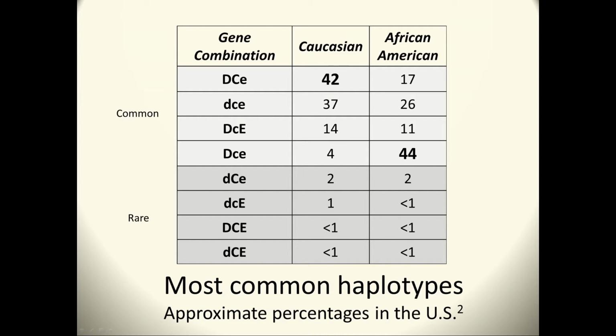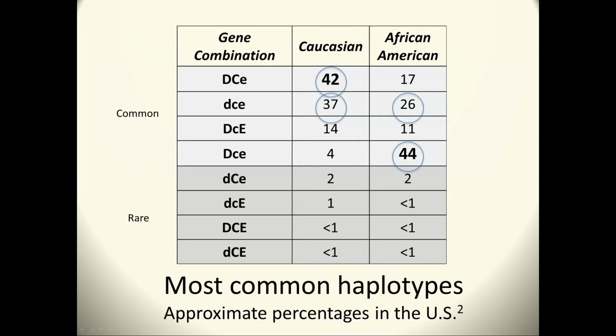This table illustrates the most common haplotypes in Caucasians and African Americans, as described in Fisher-Rhees nomenclature. From this table, you can see that the most common haplotype in Caucasians is the Rh positive combination D, big C, little e. And this is also the 3rd most common among African Americans. The 2nd most common haplotype in both Caucasians and African Americans is the Rh negative combination D little c little e. The fourth most common haplotype in Caucasians, this combination D little c little e, is actually the most common haplotype in African Americans.